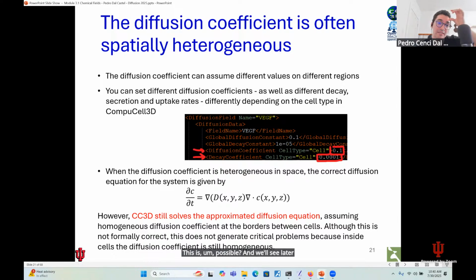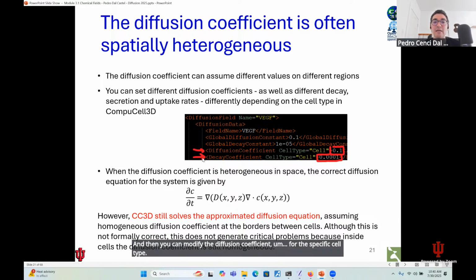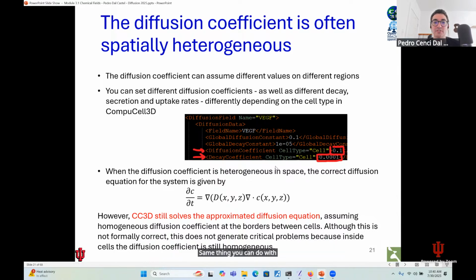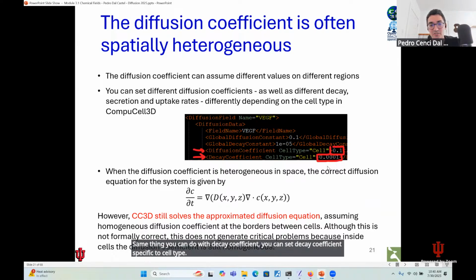when we implement diffusion in our simulations in the XML, you have a section here where it says diffusion coefficient cell type, and then you can modify the diffusion coefficient for the specific cell type. Same thing you can do with decay coefficient. You can set decay coefficient specific to cell type, as well as secretion rate, uptake rate.